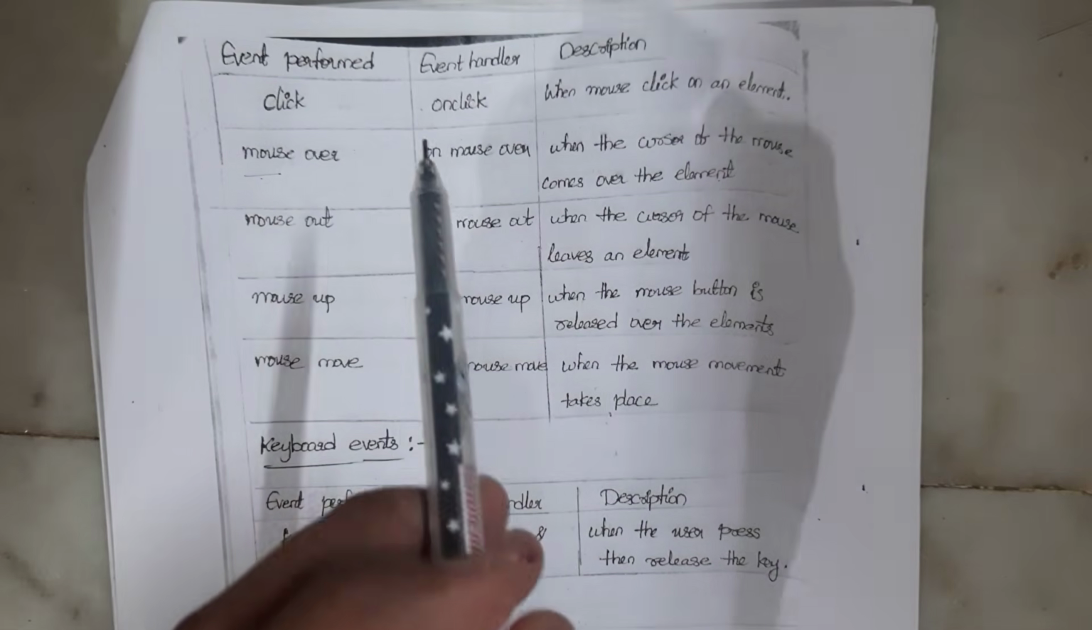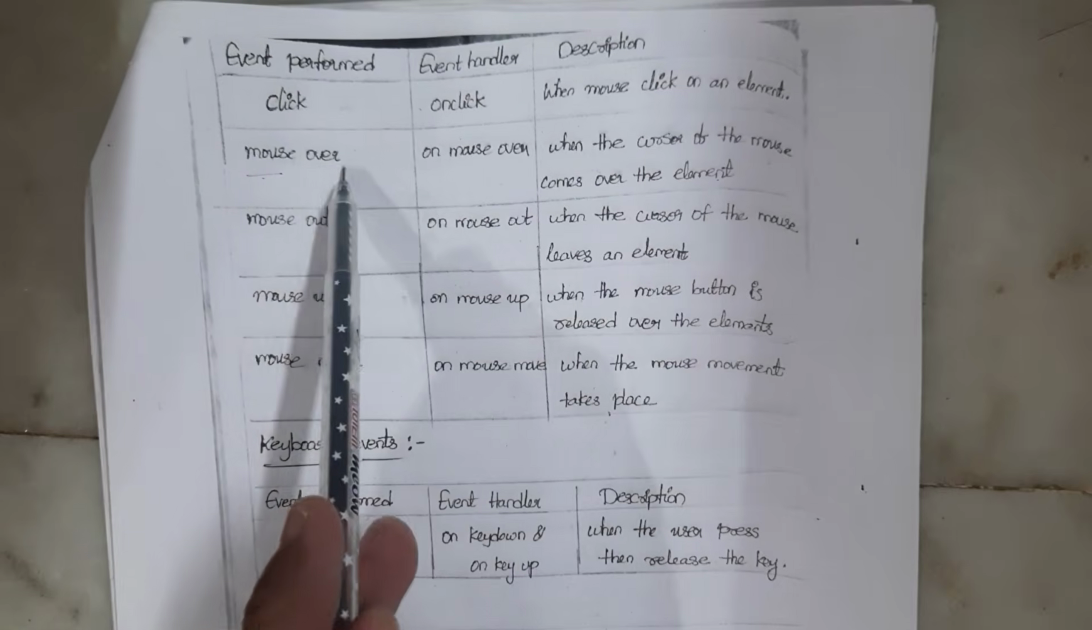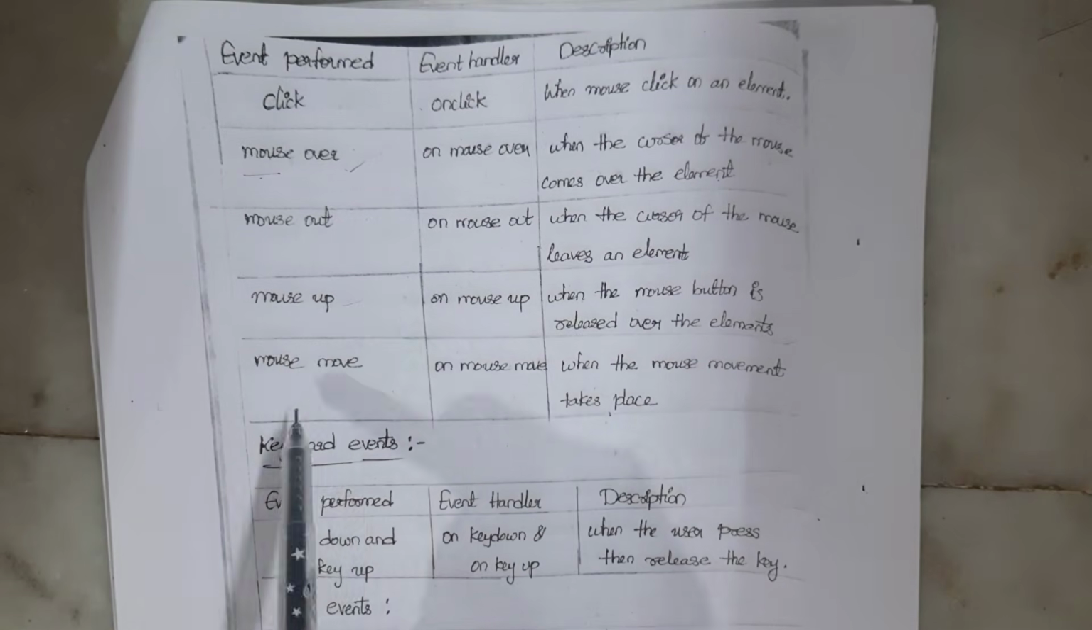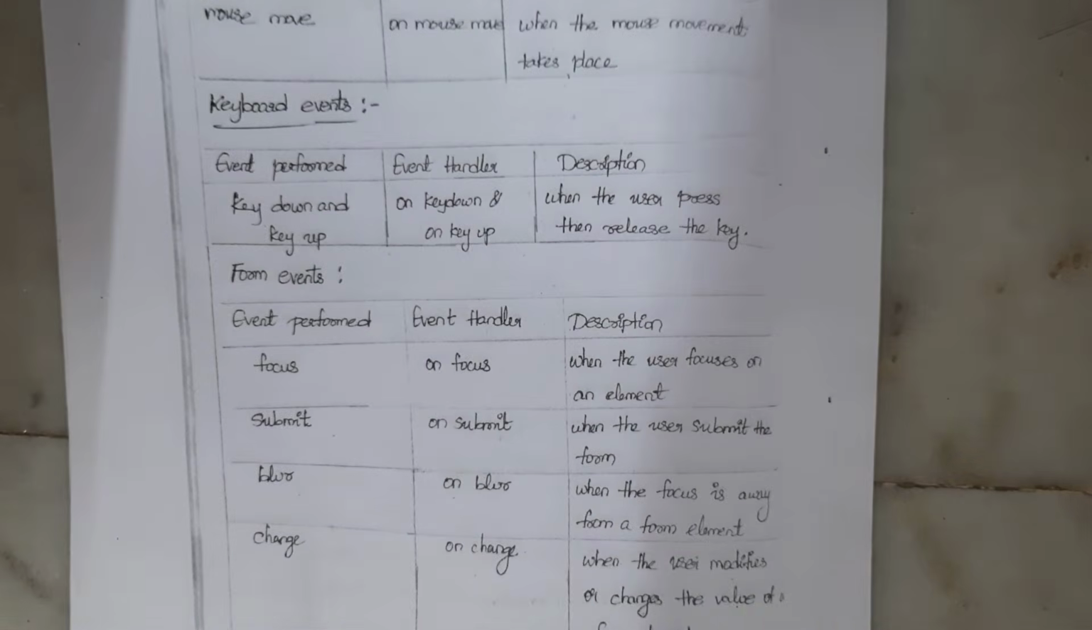There are 4 kinds of mouse events. First one is mouse over, next one is mouse out, third one is mouse up, and at last fourth one is mouse move. Next one is keyboard event.